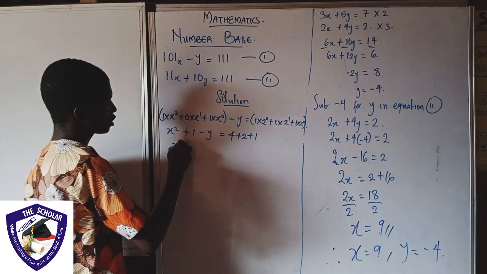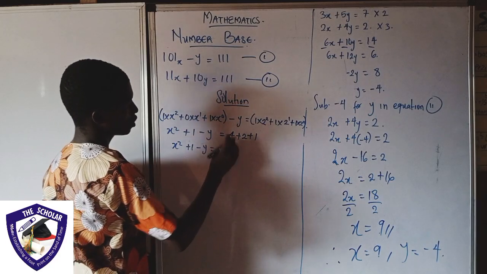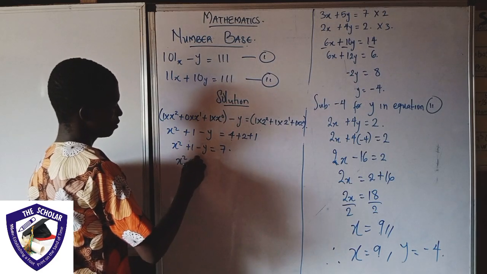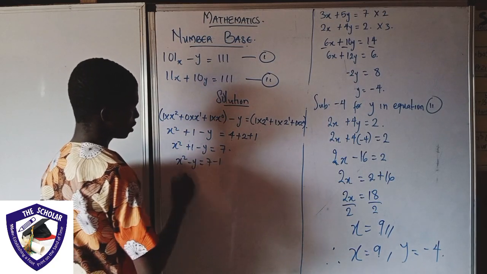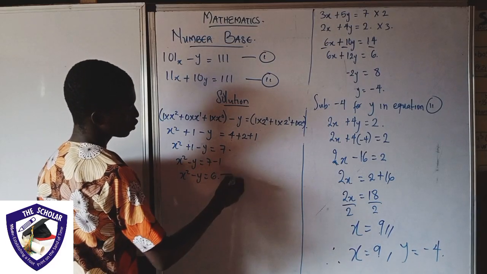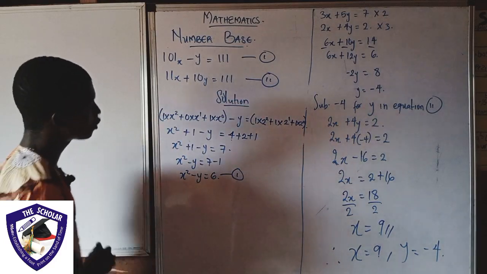So I have x squared plus 1 minus y equals 7. So I have x squared minus y equals 7 minus 1, which is x squared minus y equals 6. That is my equation 1. So the next thing I do is the same thing for equation 2.